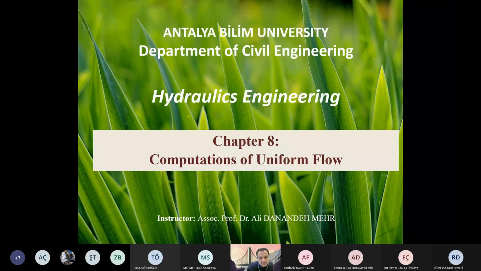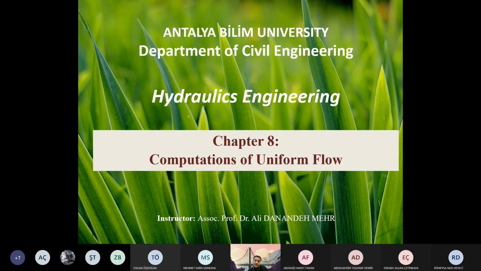Okay, let's start with chapter 8. In previous lectures, we accomplished chapter 7, in which we defined different kinds of flows, and we talked about different cross sections, and also we defined hydraulic radius and hydraulic mean depth as the main important geometrical characteristics of cross sections in natural channels.